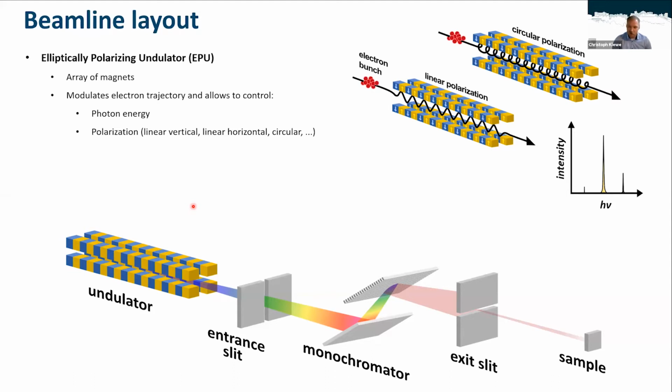And also by forcing different types of trajectories, we can also control the polarization between linear, circular, and also elliptical polarizations. For example, here we have an example what a trajectory could look like if we want to generate linear polarization, and here we have a trajectory where we would generate circularly polarized X-rays.